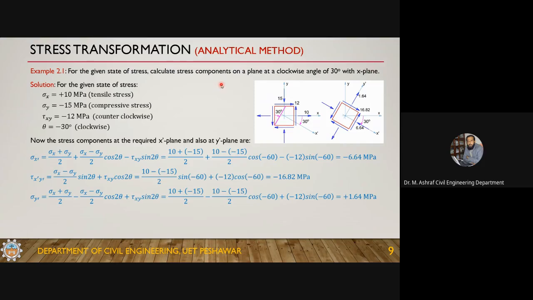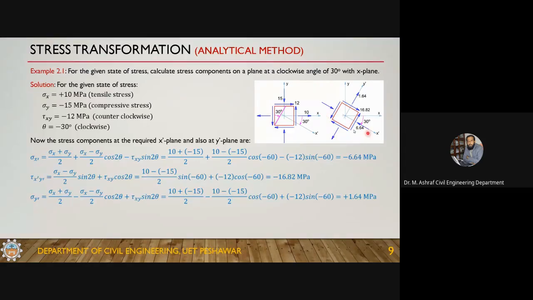But if you want to show the whole state of stress, this plane is the same as this plane. On this plane, you have a compressive stress and a counterclockwise shear stress. Now your calculation is complete. But to complete the state of stress, you also have to calculate sigma y prime, though it is not required in this problem. When I calculated it, sigma y prime is 1.64, so this is a tensile stress. So this is the complete state of stress in this orientation.